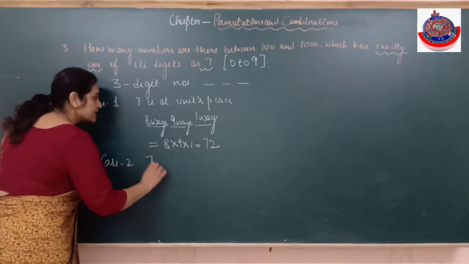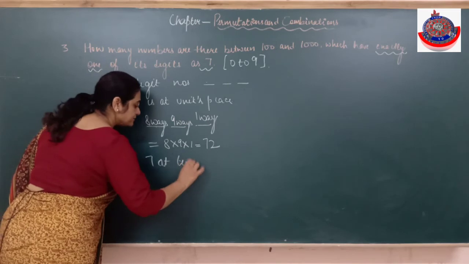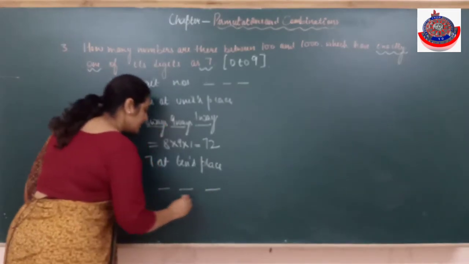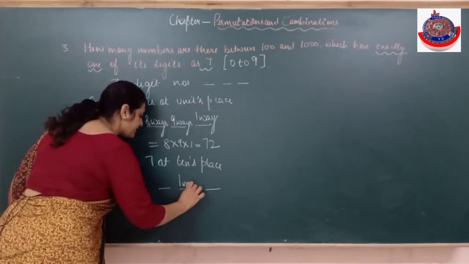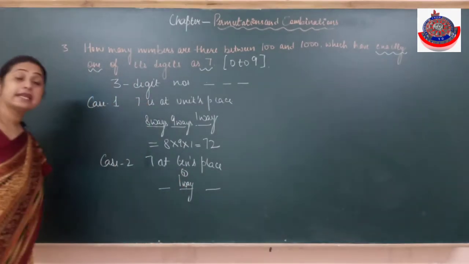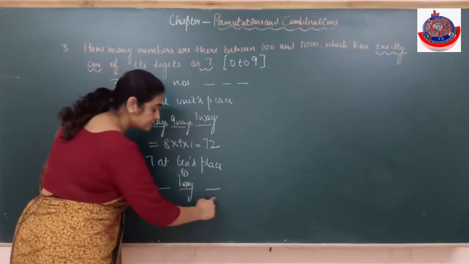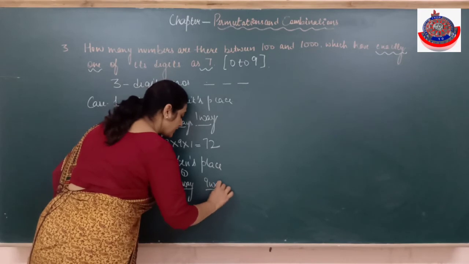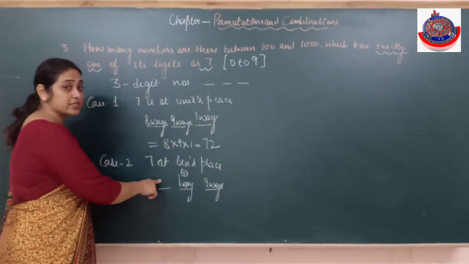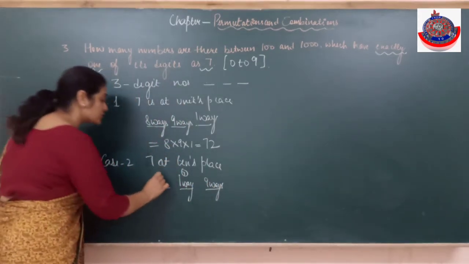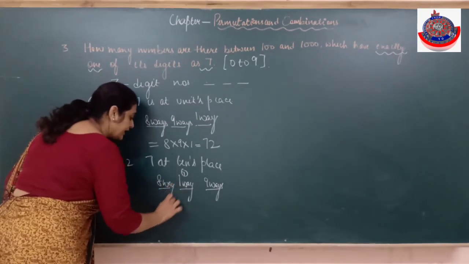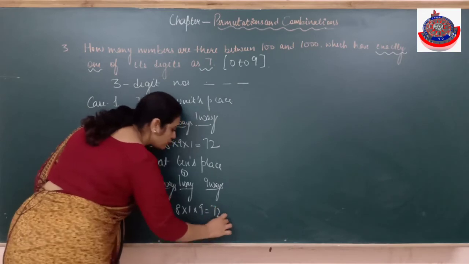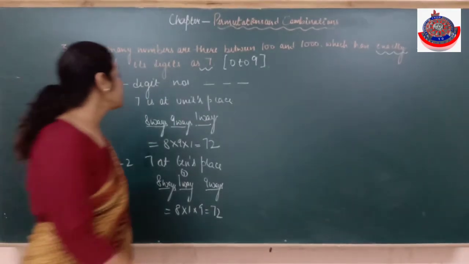Case 2, 7 at 10th place. 10th place फिक्स हो गई. 1 way, सिर्फ यहाँ 7 आएगा और कुछ नहीं आएगा. क्लियर? Now for this, 0 से 9 में 7 चला गया तो it has 9 ways. इस पे भी सारी 9 चॉइसेस हो सकती थी because ये फर्स्ट नंबर है, 0 नहीं हो सकता तो it has to be 8 ways. So total 8 into 1 into 9, that is 72. Clear? All right.